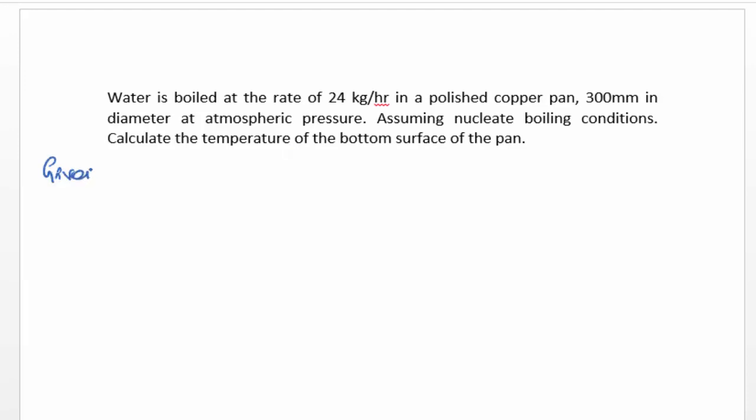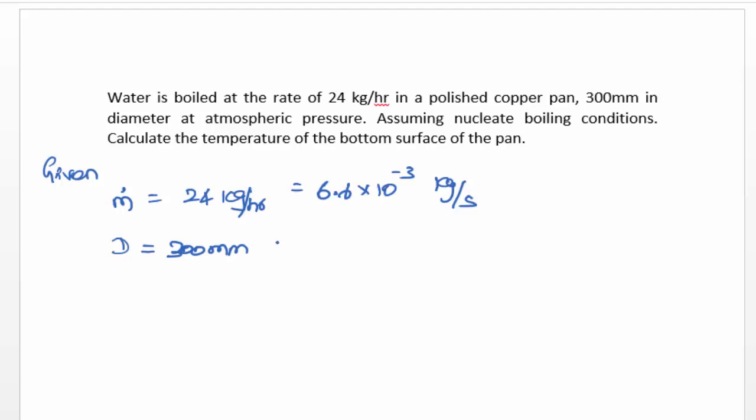Given the rate of boiling, m dot, equal to 24 kilogram per hour, which is equal to 6.6 into 10 to the power minus 3 kilogram per second. The boiling is in a polished copper pan, 300 mm in diameter. So the diameter of the pan, capital D, equals 300 millimeter, which is equal to 0.3 meter.